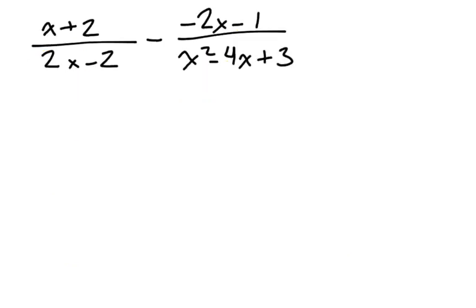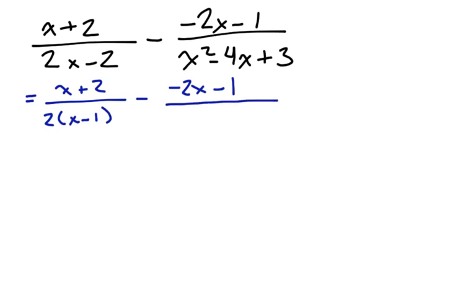Alright, one more. This one looks horribly messy, and it's not just because of my handwriting, but because of those denominators. In order to find the common denominators, we're going to have to factor the denominators to see where we're at. In the first fraction, we can take out a 2, and we'll have x minus 1. Over here, we factor the denominator and get x minus 3, x minus 1.